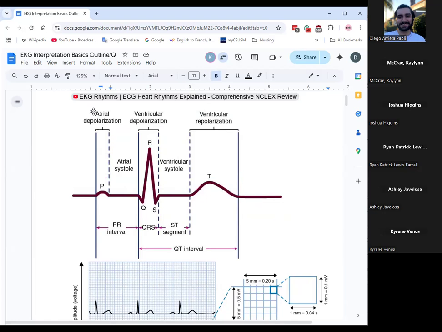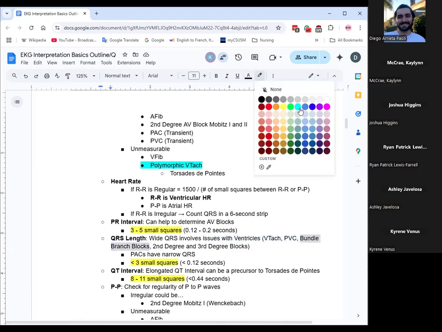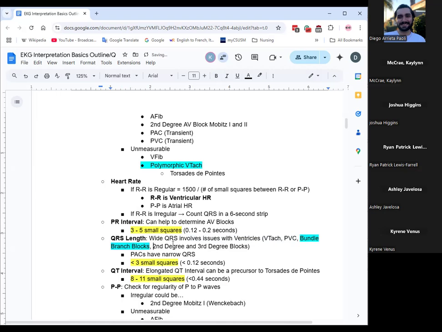Less than 3 little boxes, technically, yes. I believe less than 3 little boxes is your normal, and anything wider than that implies some sort of issue with the ventricles in particular. So your VTAC, your PVCs, some bundle branch blocks, which again, you don't actually need to know. It honestly didn't really come up in NCLEX either. NCLEX was pretty basic, but second and third degree blocks.